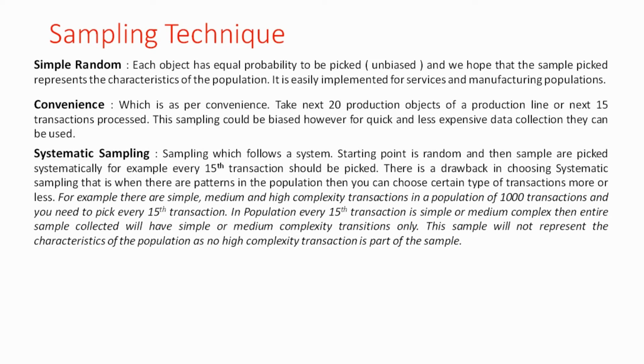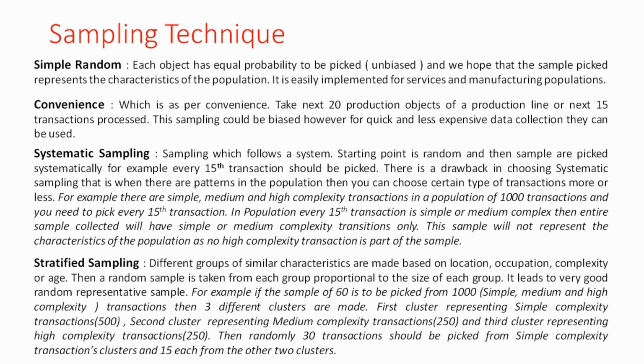That is, when there are patterns in the population, then you can choose certain types of transactions more or less. For example, there are simple, medium and high complexity transactions in a population of 1000 transactions, and you need to pick every 15th transaction. In the population, every 15th transaction is simple or medium complex. Then the entire sample collected will have simple or medium complexity transactions. This sample will not represent the characteristics of the population, as no high complexity transaction is part of the sample.